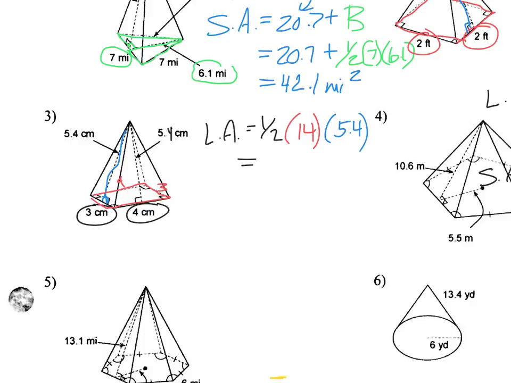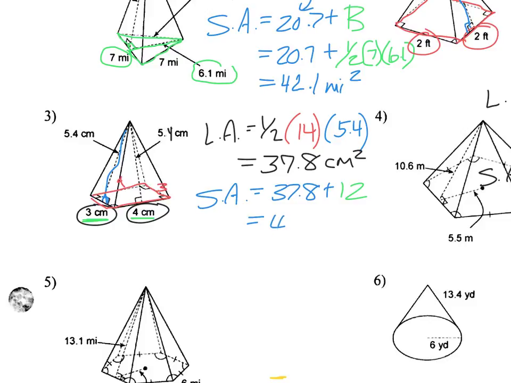So again, we do that on a calculator. 0.5 times 14 times 5.4. You get 37.8 centimeters squared. Then surface area is going to be the 37.8 plus the area of the base figure, which is the rectangle, which is 3 times 4. 3 times 4 is 12. So I'm just skipping a few steps here to try to speed things up a little bit. So that's 49.8 centimeters squared, because hopefully this is making sense now.